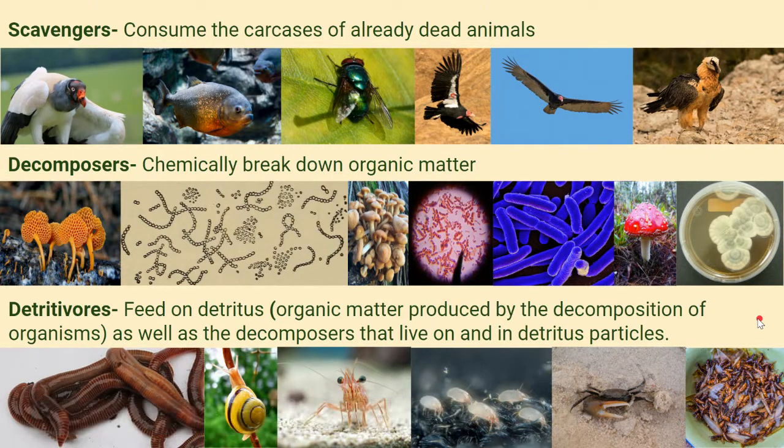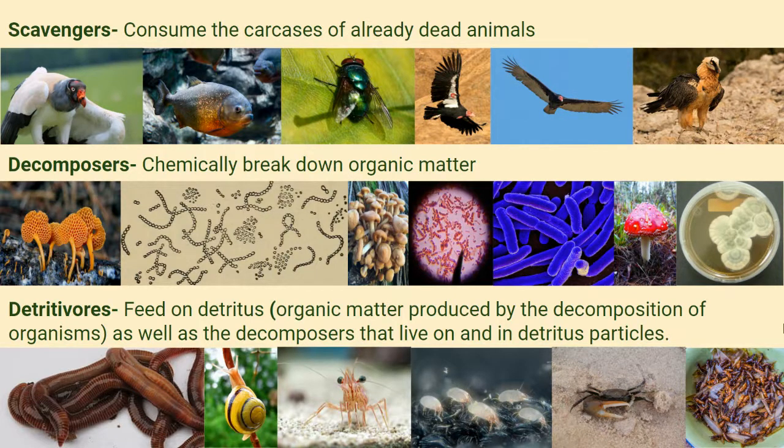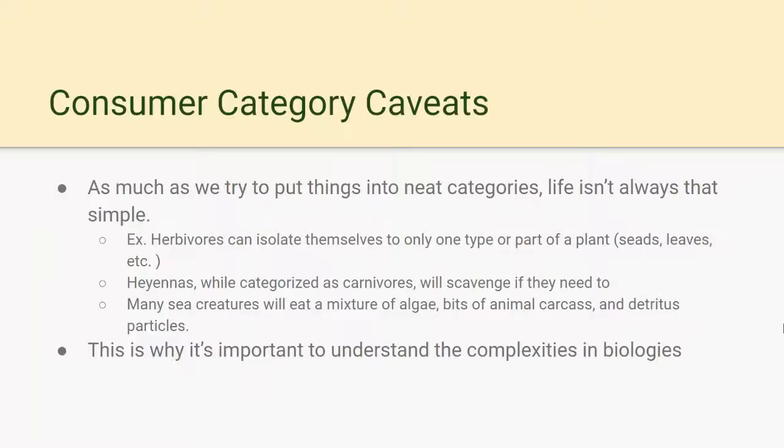This is where we get things like earthworms and slugs and these little krill shrimp things, mites, crabs. Those are all considered detritivores. They feed on organic matter produced by the decomposition of organisms. So those are 6 categories of consumers. There are just a couple more key points that I want to cover.